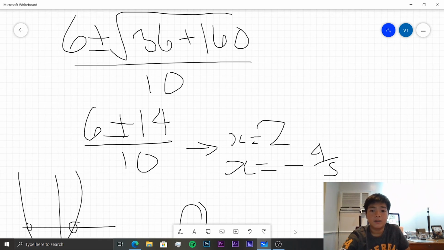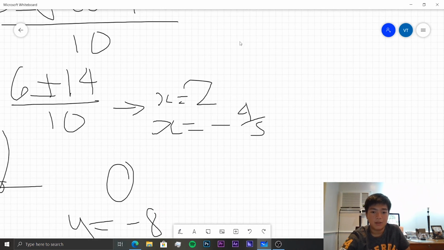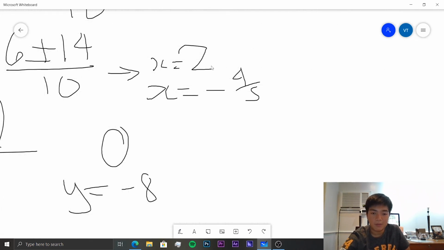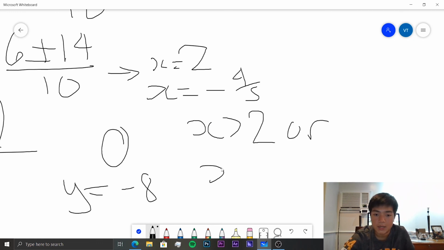Finally, it's asking us for what values this is greater than 0. Since in between these roots it would be negative, we must simply take the values outside these roots. So this would be x is greater than 2, or x is less than negative 4/5, and that will be all.